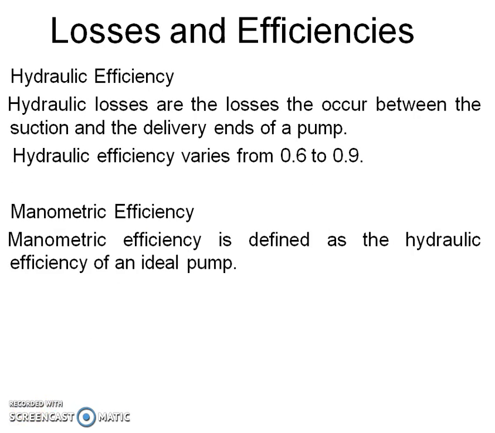Hydraulic losses are the losses that occur between the suction and delivery end of the pipe. Manometric efficiency is thus defined as the hydraulic efficiency of any ideal pump. Hydraulic efficiency of any pump generally varies from 60% to 90%.